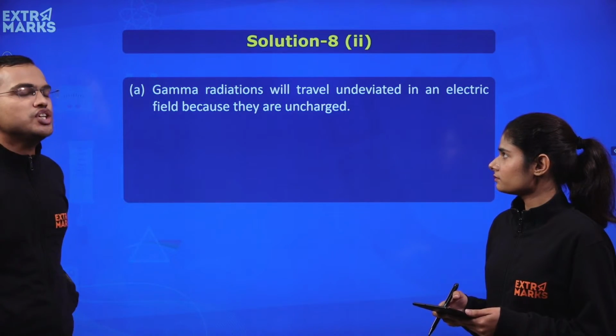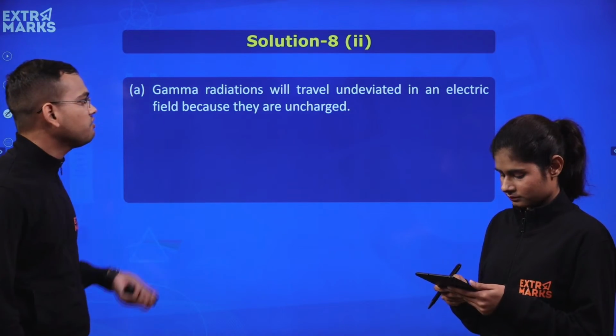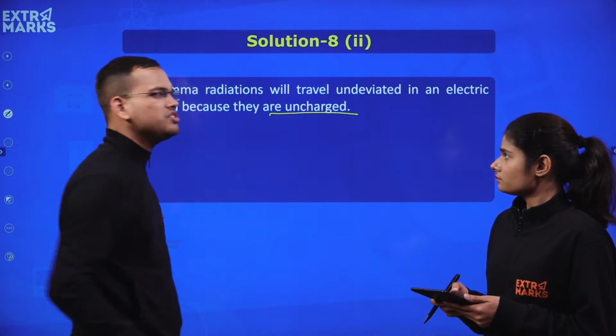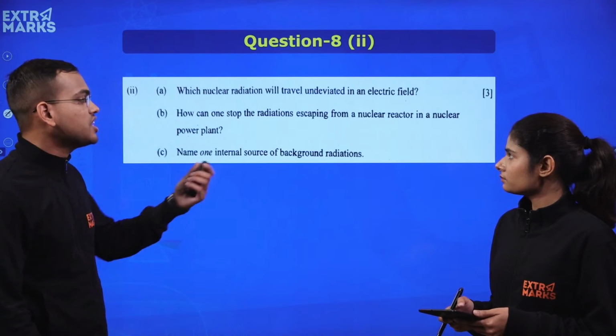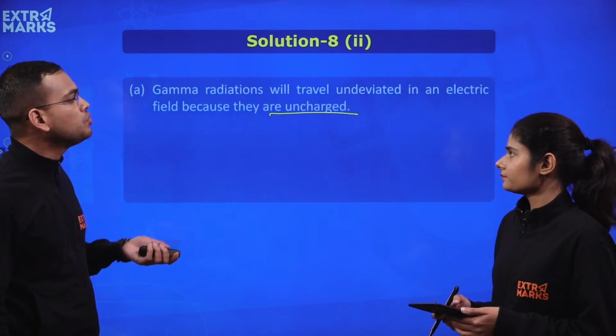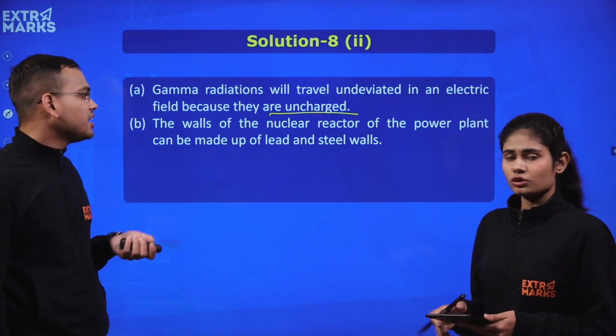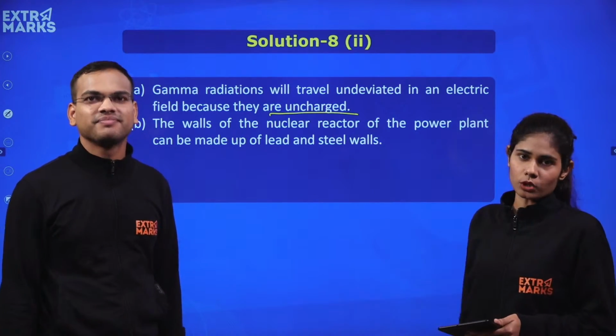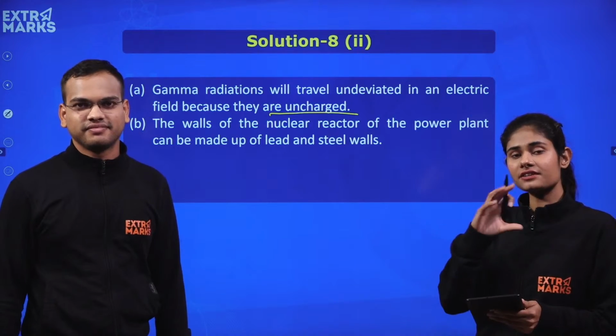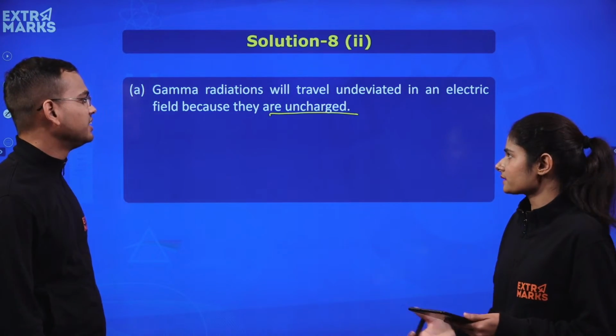So gamma radiation will travel undeviated in an electric field because it is uncharged. Gamma radiation does not deviate, okay? Now, how can one stop the radiation escaping from a nuclear reactor in a nuclear power plant? You just need to make the walls of that nuclear reactor with lead or steel, so they can make sure that the radiation does not escape the walls, right?